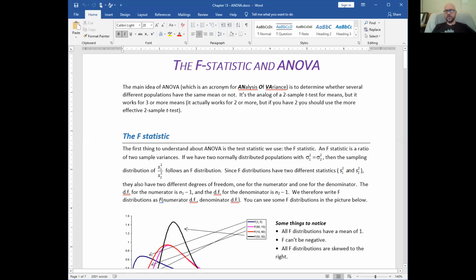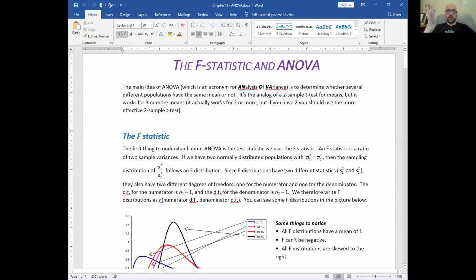Hey everyone, I want to make a very short video introducing you to a new statistic that we're going to be using, the F statistic. So let's share up the notes and we'll go through this. This might be a real quick one. So here's the basic idea.